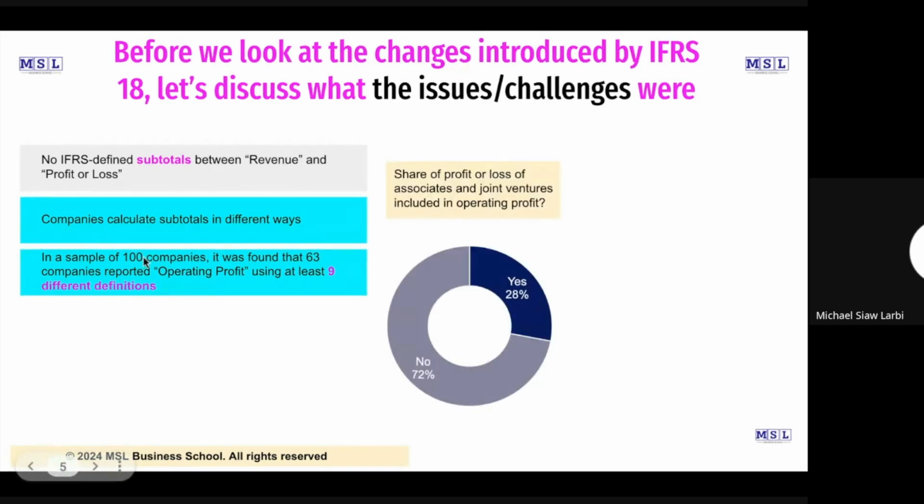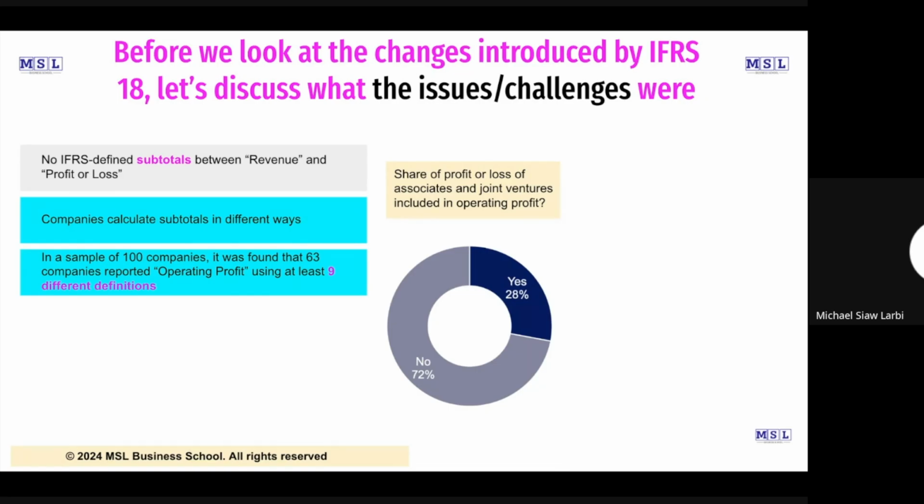So going into details on this, another issue they identified was, even for those of us who are accountants, under IAS 28, we use the equity accounting method to account for what? Associates and then joint ventures, right? So even that accounting for the share of profit of that associate or joint venture under IAS 28, some of them included it in operating profit, some did not.